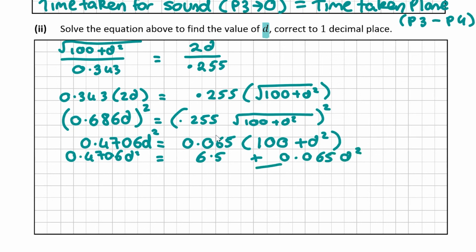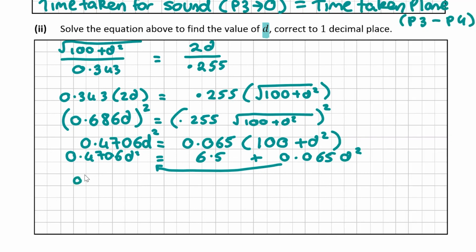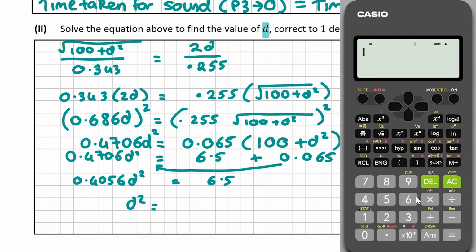So I'm going to put the d squares on one side. So I'm going to bring this over and it's going to become minus. So I'm going to have 0.4706 take away 0.065. So I am left with 0.4056 d squared, and that's equal to 6.5. So I'm going to get 6.5 divided by 0.4056. So then I'm left with d squared is equal to the result of that. So 6.5 divided by 0.4056, and we get an answer of 16.